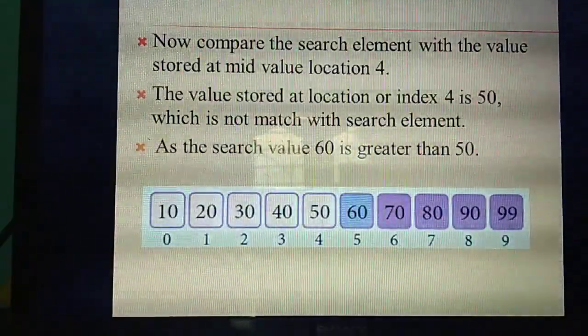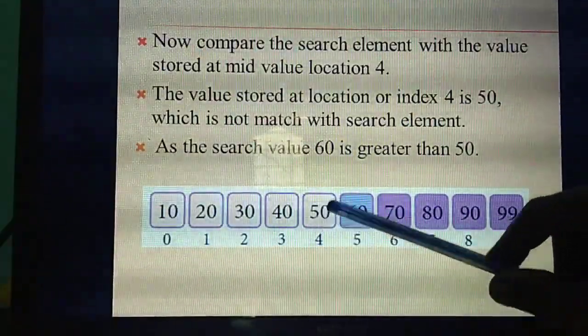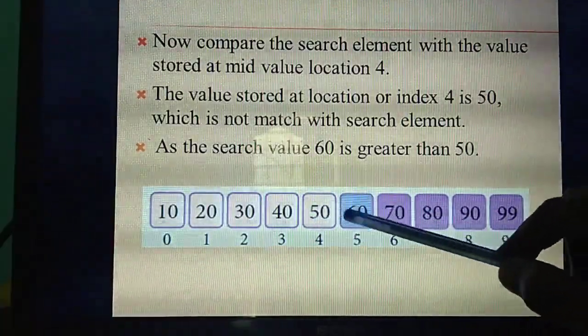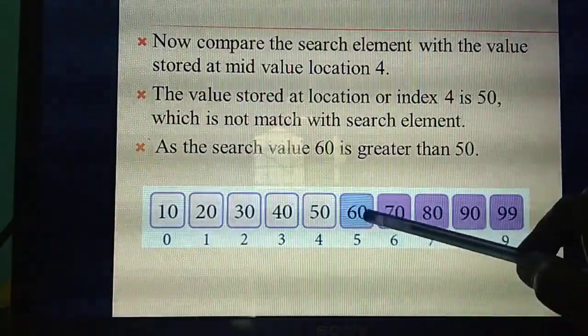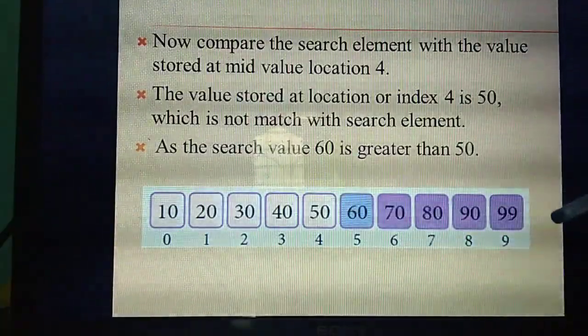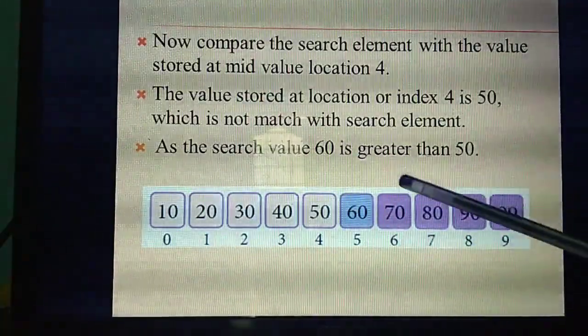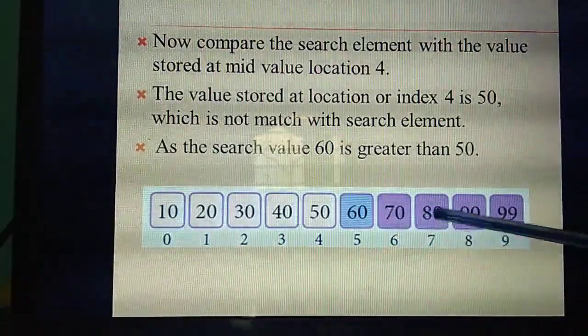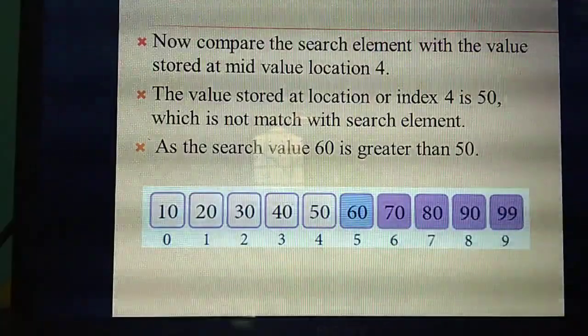See the next slide. 60 is greater. Already you got the mid value as 4, which means at index 4 you get 50. But the search element you are searching is 60, which is greater, so the search moves to the right side. You need to shade the values on the right side. How many values are there? From 60: 1, 2, 3. Only the right side values remain.